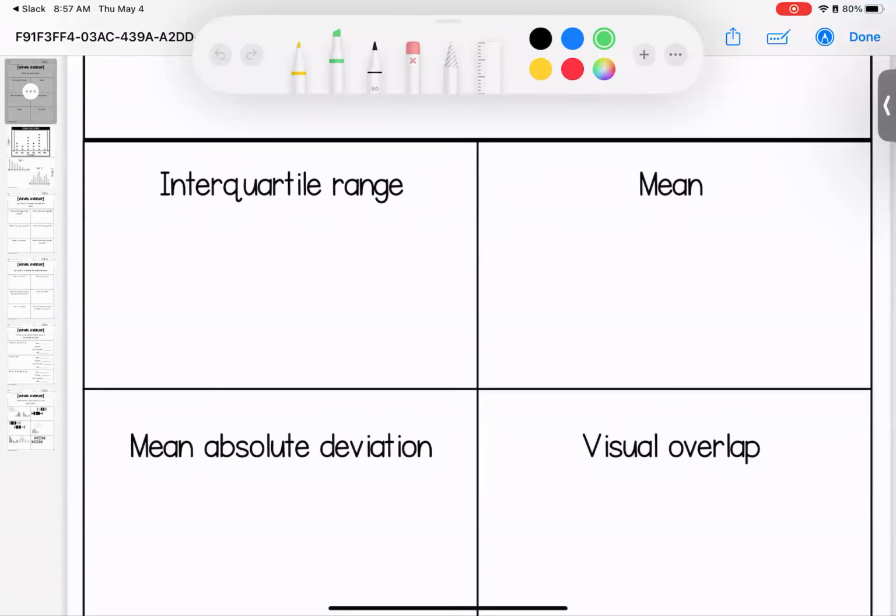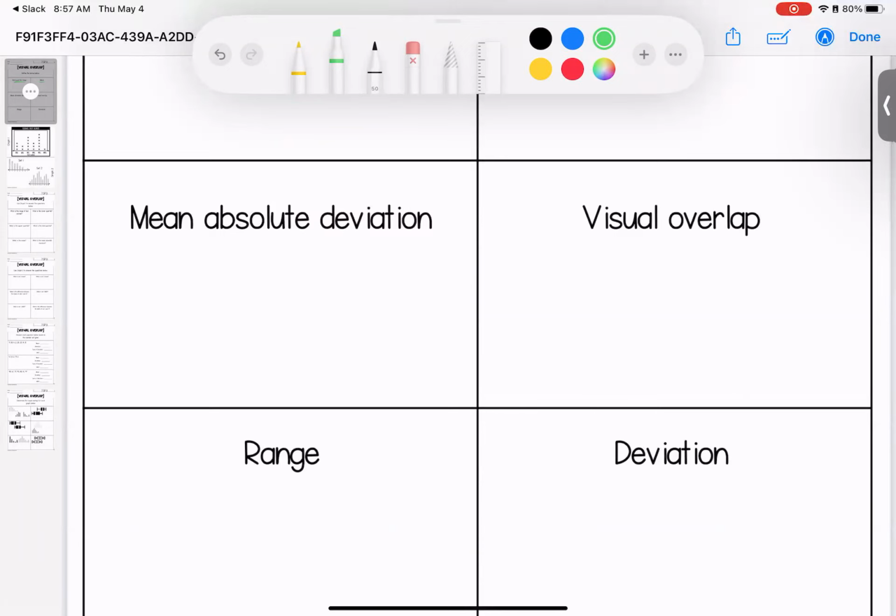All of these vocabulary words are covered on the printable from last week. If you have trouble finding them, let me know. Our interquartile range is the measure of the middle half of your data. The mean is the average when we add all of our numbers up and divide them by the total amount of numbers. The mean absolute deviation, you're also going to see this called the MAD, is the average distance between each data point and the mean.